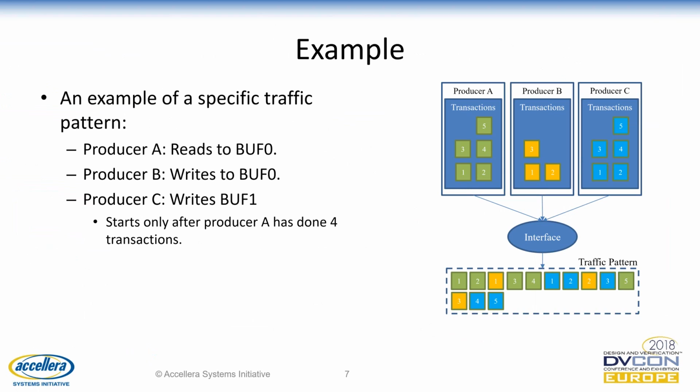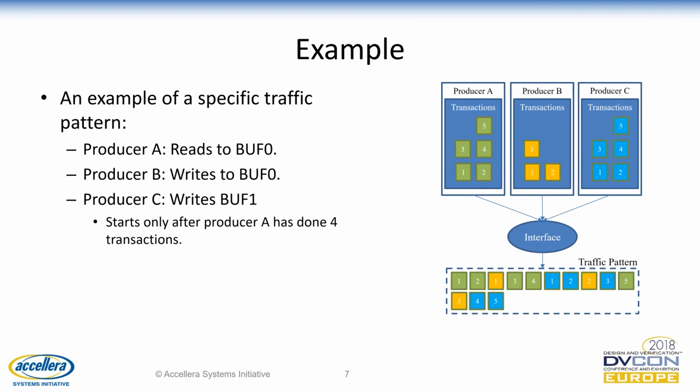So you can see that you first get a transaction accepted for the interface from producer A, the first one, then the second one from producer A, one from producer B, then two more from producer A, which means that producer A has now done 4, and then the first access from producer C can be allowed.